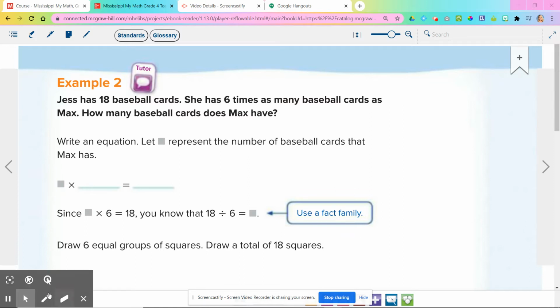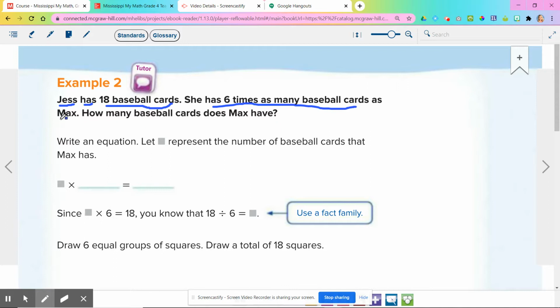All right, so let's take a look at example number 2. Example number 2 says Jess has 18 baseball cards. She has 6 times as many baseball cards as Max. So right now, go ahead and think, who has more?